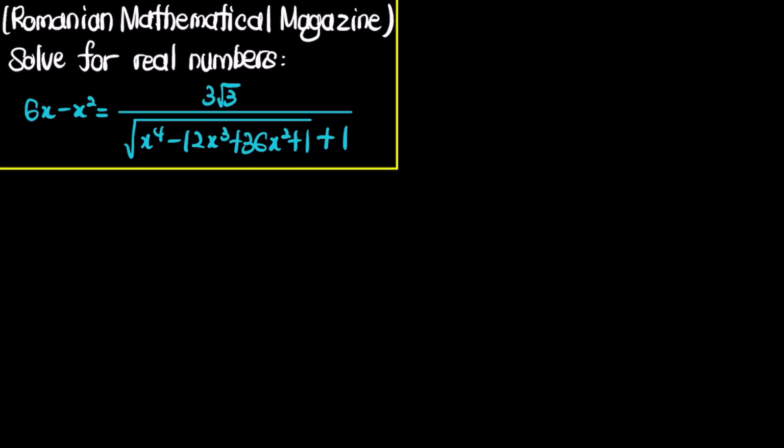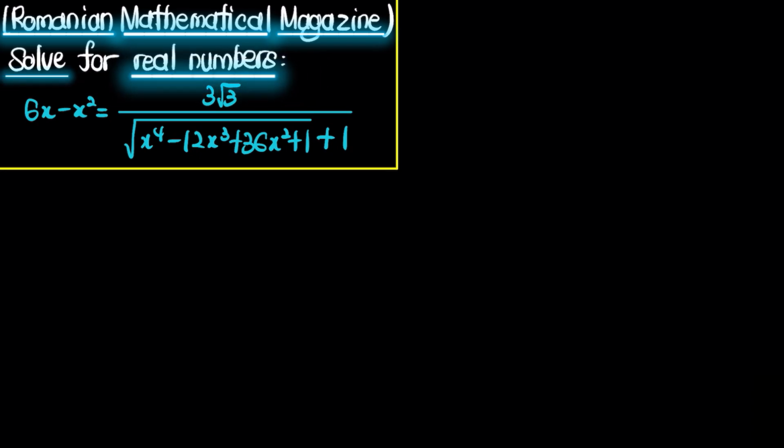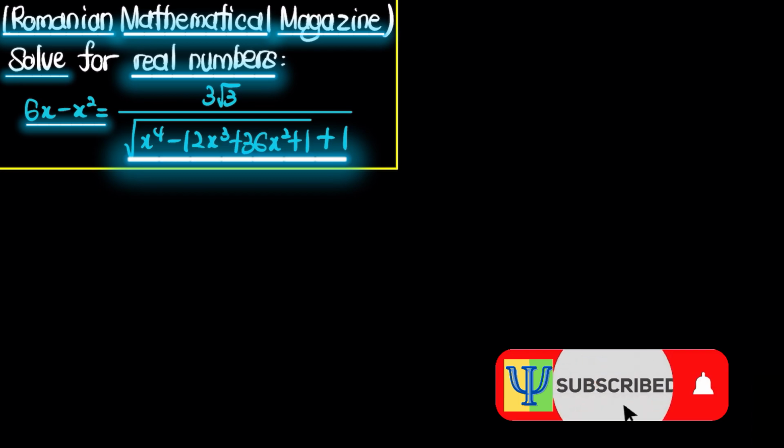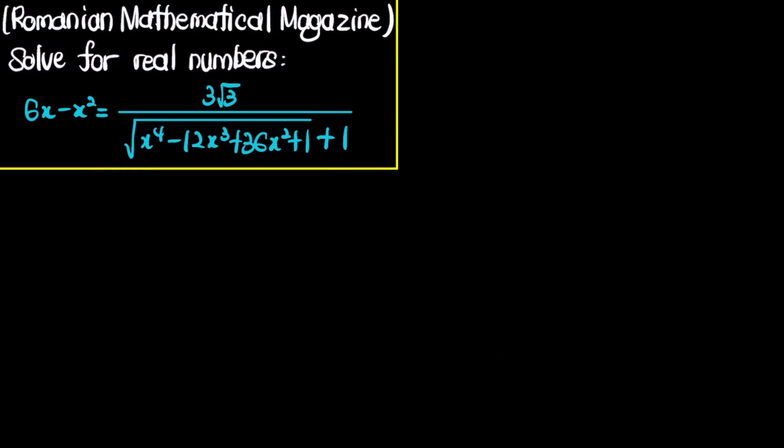Today let's solve a problem from the publication Romanian Mathematical Magazine. The problem wants us to solve for real numbers that satisfy the following equation, which is 6x minus x squared is equal to 3 times square root of 3 over the square root of the whole expression, which is x to the power 4 minus 12x cubed plus 36x squared plus 1, and then we'll plus 1 in the denominator.